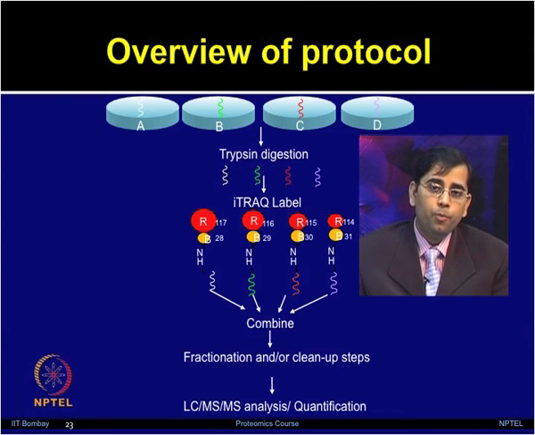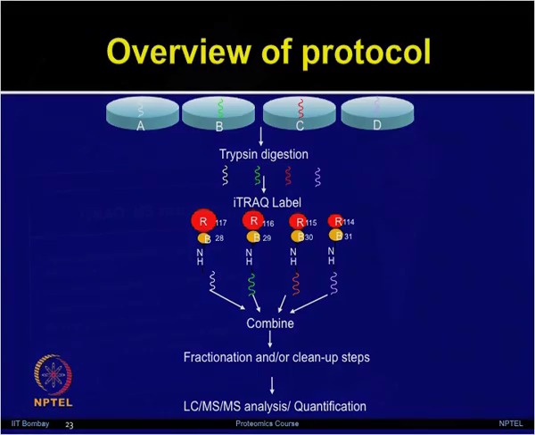Now, I think in this image the overall steps will be more clear to you. You have 4 different populations A, B, C and D. Each population is reduced, cysteine blocked, trypsin digested, and then labeled with the 4 different iTRAQ labels, combined, fractionated, and further LC-MS analysis can be performed and quantitation can be obtained.